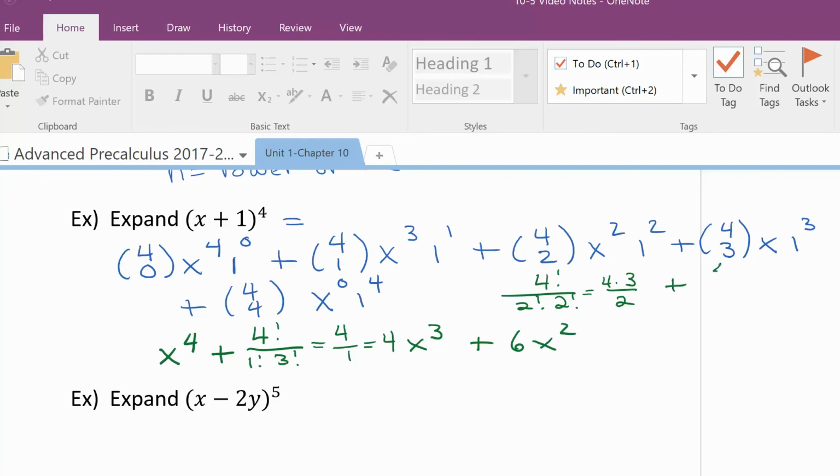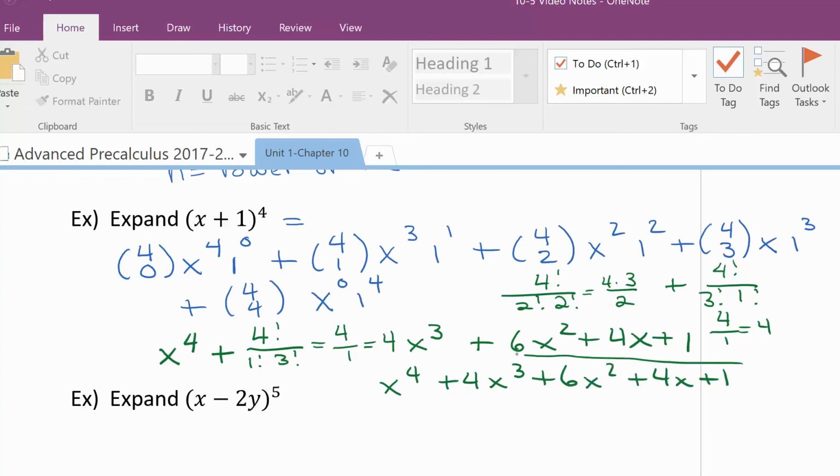And then 4 choose 3, that's 4 factorial over 3 factorial, 1 factorial. So that's going to be 4 over 1, which is 4. So it's going to be plus 4x, because notice 1 to the third is still 1. And then 4 choose 4, those are going to cancel out and just give you 1. So it's just going to be plus 1. So it's going to be x to the fourth plus 4x to the third plus 6x squared plus 4x plus 1. And you can do that all without foiling it out.